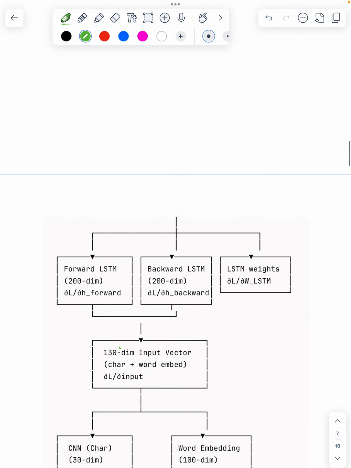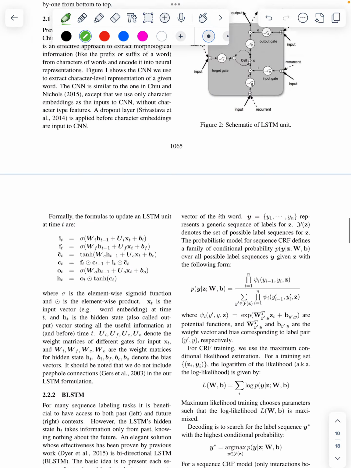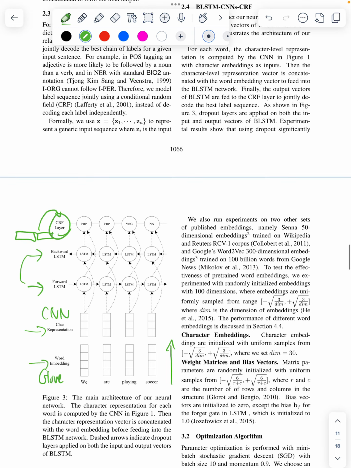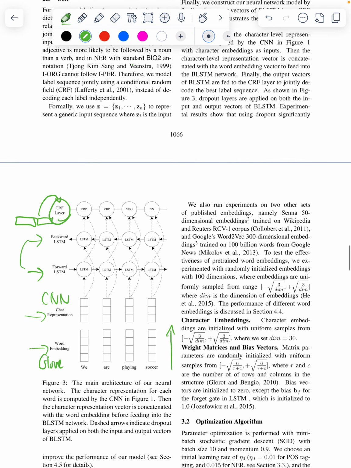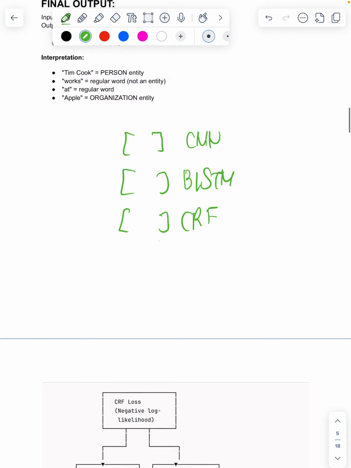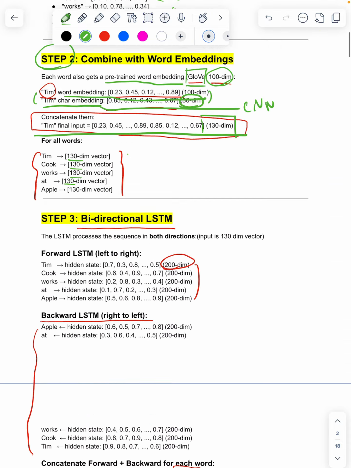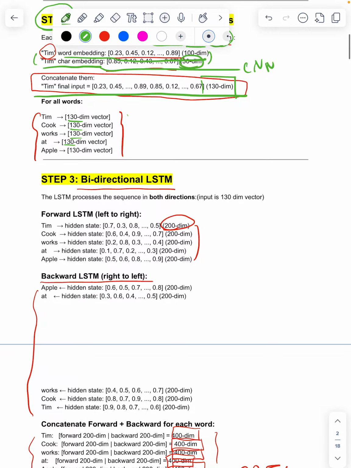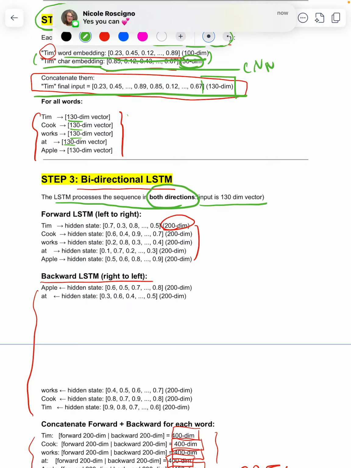If we look at the architecture, we have the word embedding generated by GloVe, the character representation generated by CNN, and now we're going into the forward LSTM, backward LSTM, and then the CRF layer. To go back to my notes, for the Bi-LSTM, the LSTM processes the sequence in both directions. The input is a 130-dimensional vector.